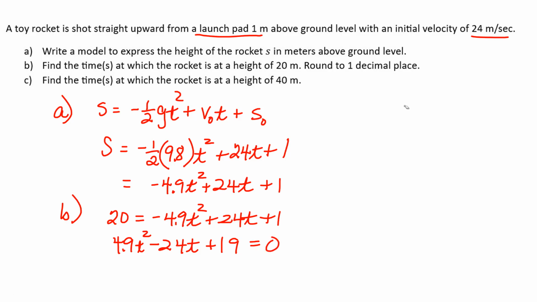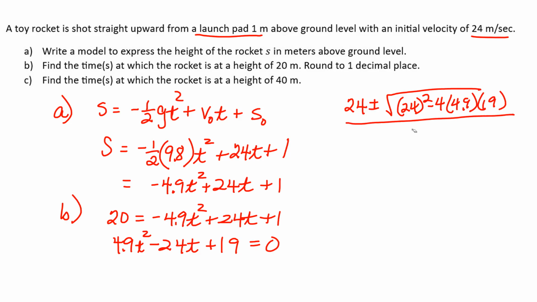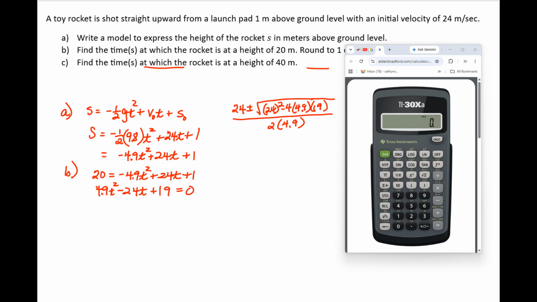If we plug all that into the quadratic formula, we're going to have negative b, so 24, plus or minus the square root of b squared, so 24 squared minus 4ac, all over 2a. So we're going to punch this into the calculator this time. We're not going to give an exact answer for this. We don't want to leave it in a form that has square roots in it.